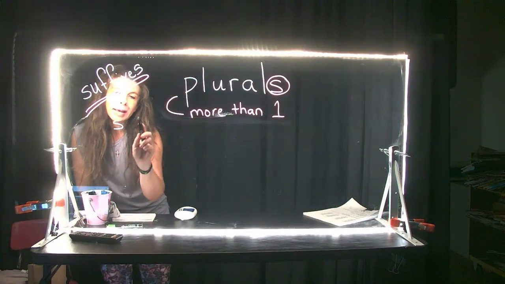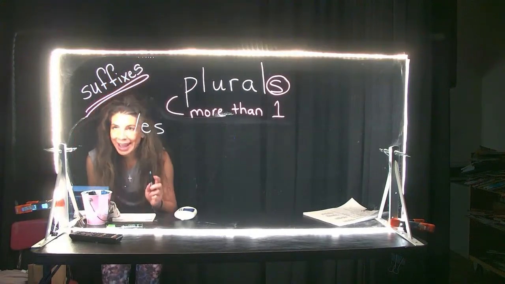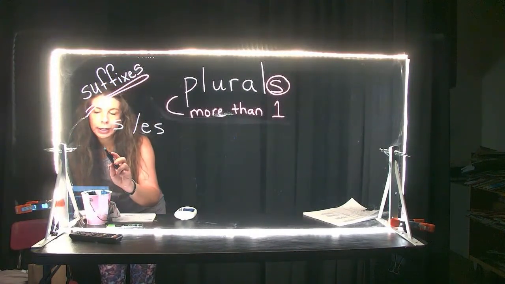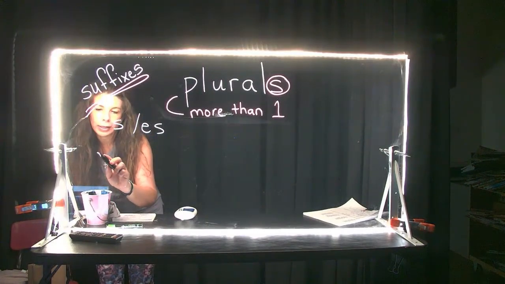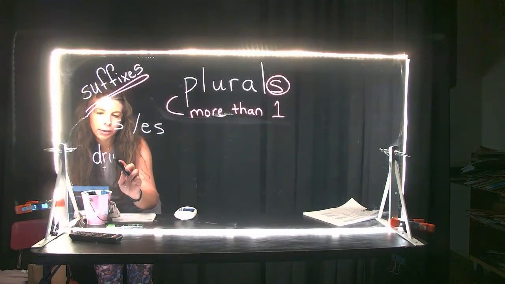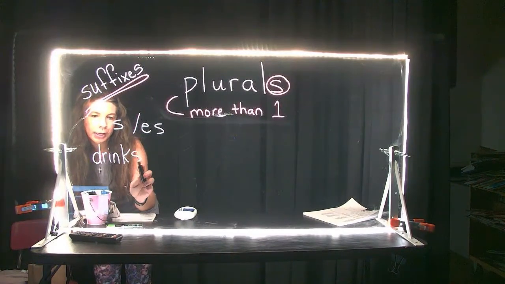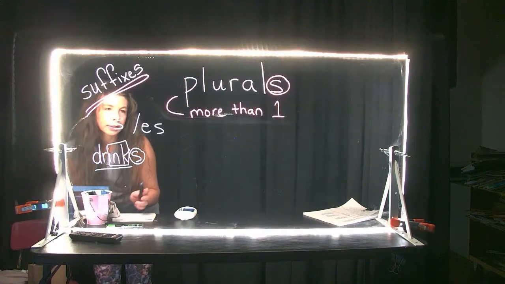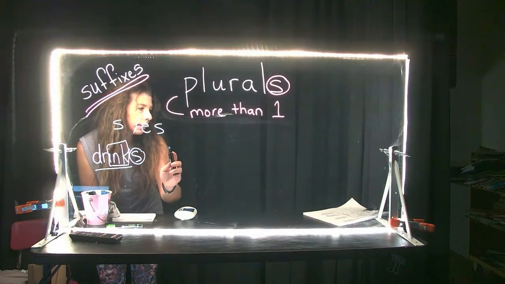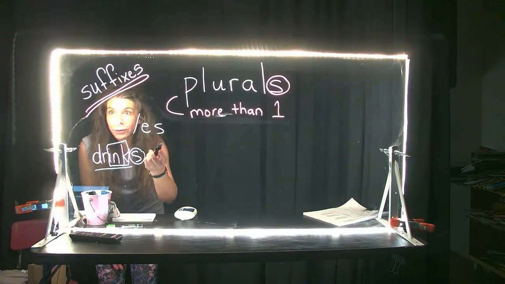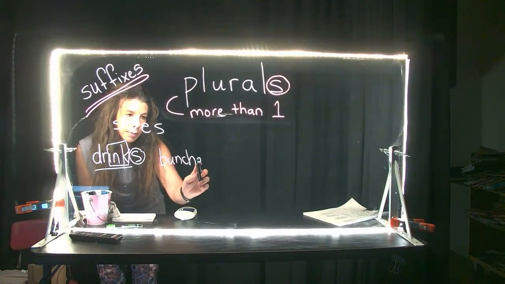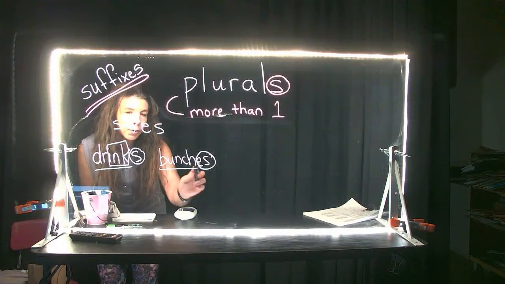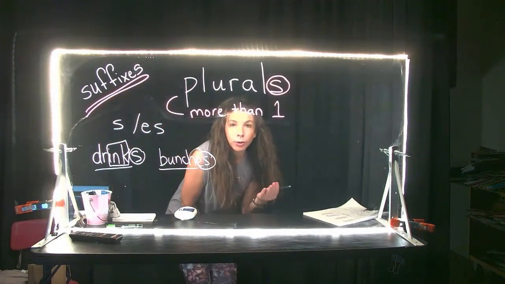If you add an S or an es to a noun to make it plural, so for example, in the word drinks, we had to bring drinks to the soccer game. That actually has our welded sound, ink, our suffix, drink, drinks. Or if you have to add es, bunch, bunches, those are called our regular plural nouns.